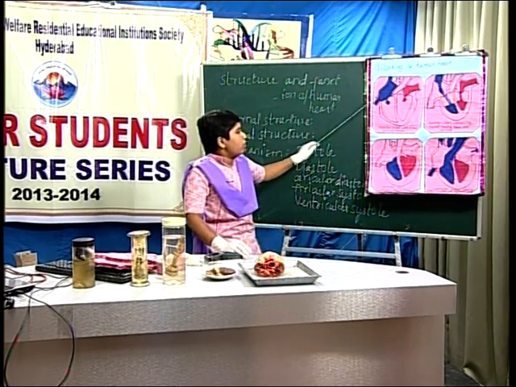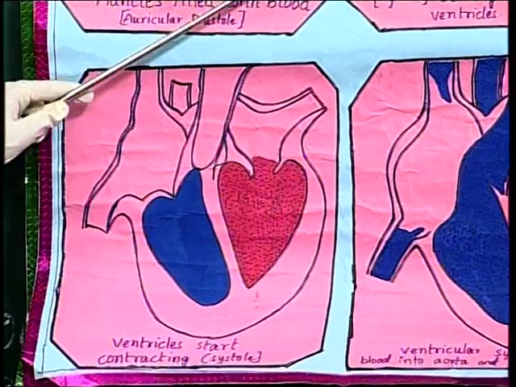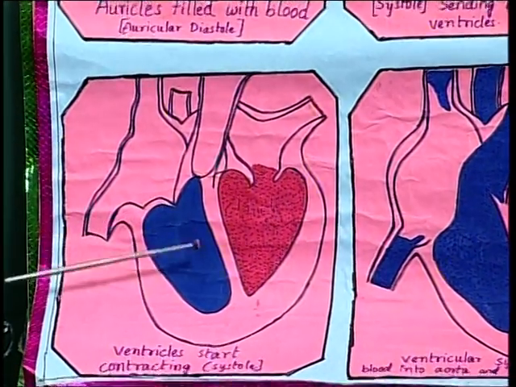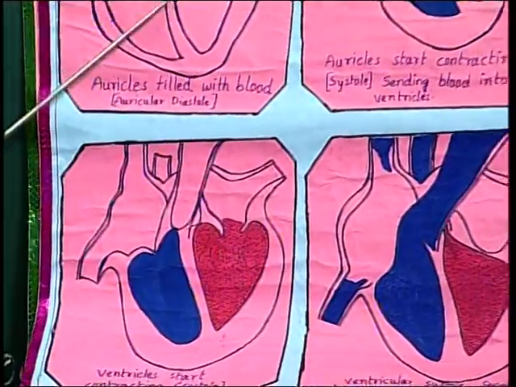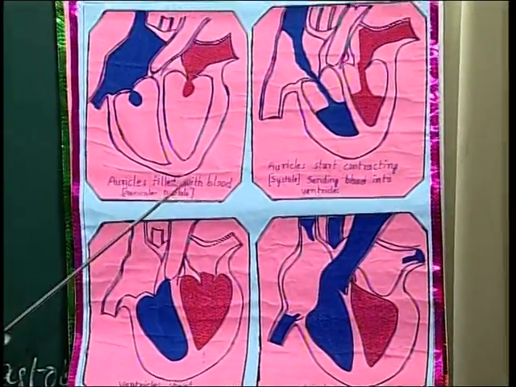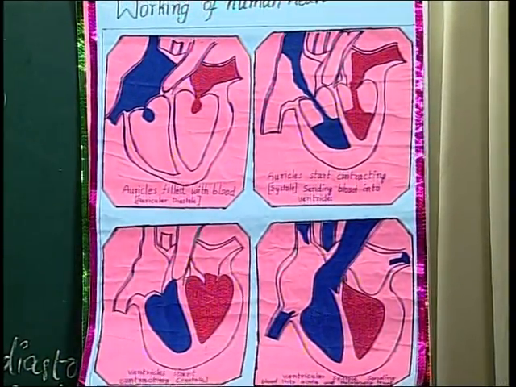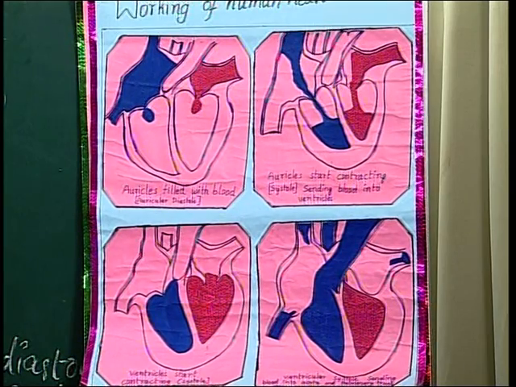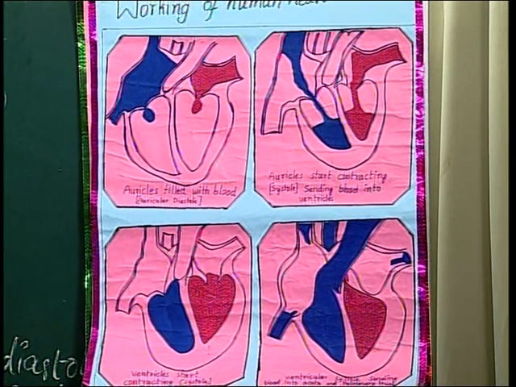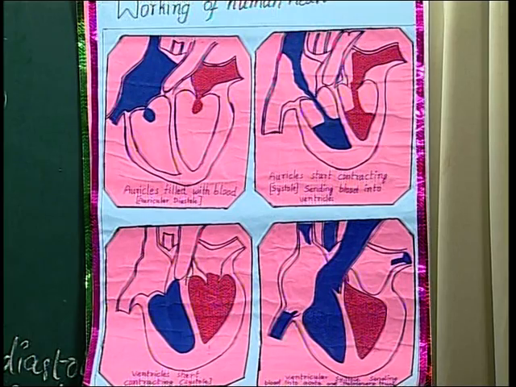So, auricular diastole, auricular systole and ventricular systole, these three together are called one heartbeat.